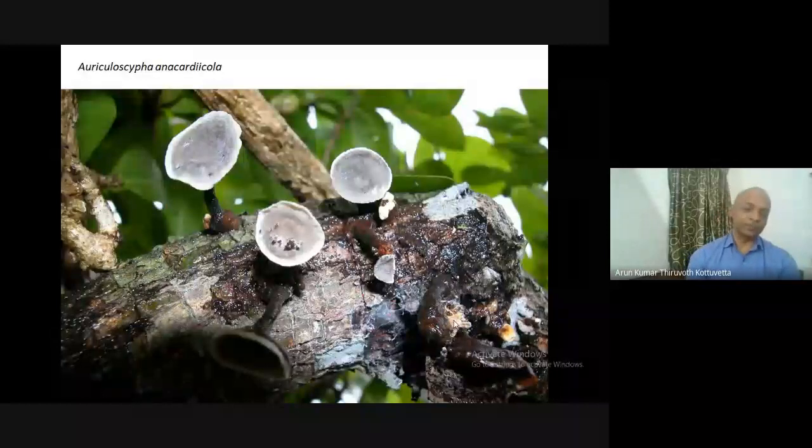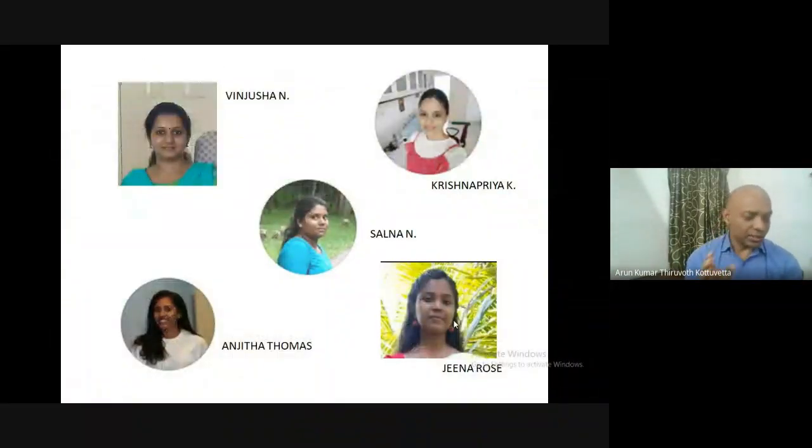Okay, and these are my students, and they are actively involved with documenting mushrooms. Vinjita was involved with documenting the polypore diversity. She was awarded a PhD recently. Then Krishna Priya worked on the clavarioid fungi of India. She also was awarded a PhD recently. Both of them documented the polypores and the clavarioid fungi. Now Anjita is working on jelly fungi of Kerala. Salna is working on the poroid fungi. Gina is working on the molecular phylogeny of Lepiotaceous fungi. So this is my lab group, and together we are working to document the diversity of mushrooms here.